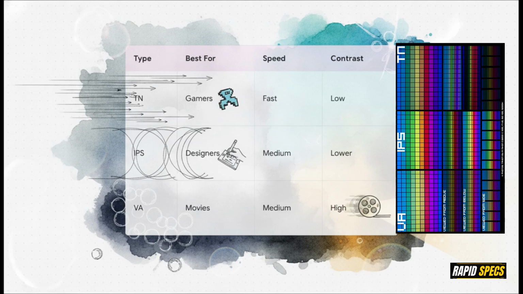Not all LCDs twist their crystals the same way. If you're a competitive gamer who needs pure speed, you want a TN panel. It twists incredibly fast for 1 millisecond response, but kind of washes out the colors. If you're a graphic designer, you want an IPS panel. Its crystals rotate sideways, giving you massive 178-degree viewing angles and highly accurate color. And if you're a movie lover, a VA panel offers the best compromise, with really deep blacks and high contrast, even though it can sometimes suffer from ghosting during fast motion.